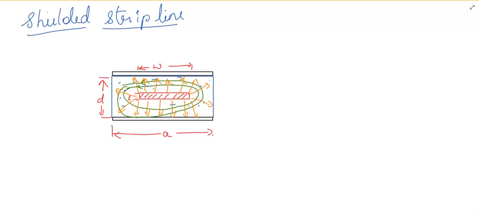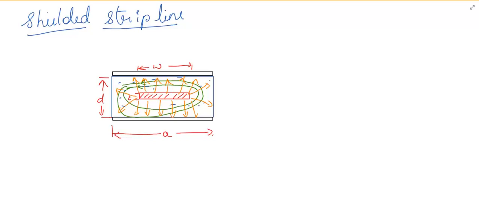And the electric field, as I showed, will be lines which usually start from the plates, because we consider positive charges, and they will end at the negative charges. If there are no negative charges, it is infinity, or I can say it is the ground at which it ends, right? So this is how the magnetic field and the electric field can be shown in a shielded strip line.